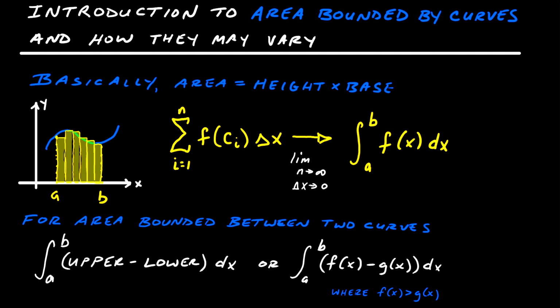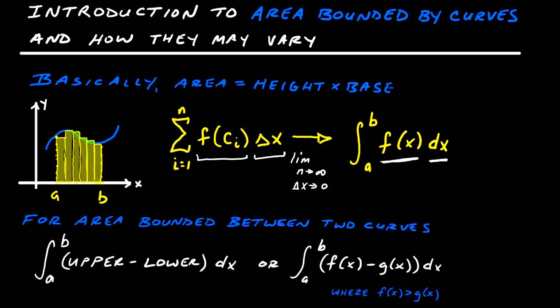If you recall rectangular approximation method, we're basically looking for the height times the width, and we take the limit as n goes to infinity, and so delta x goes to 0, and we're left with the integral, which is still really the height times our width.